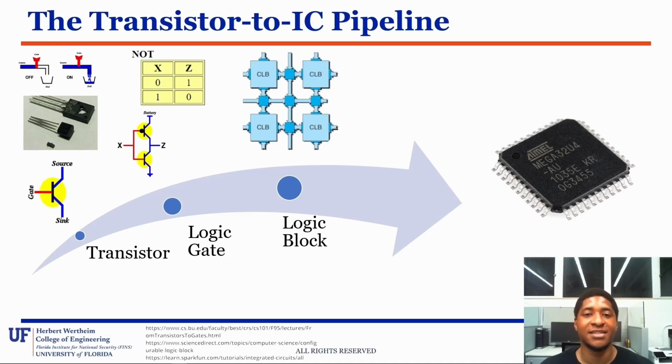So the transistor, in its most basic form, is allowed to come together to form a gate. A gate creates a set of logic blocks, and the blocks create the IC, which is the single unit that you see and can use.